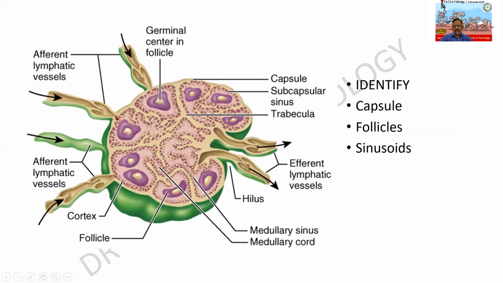The same thing is over here. There are the afferent lymphatics which drain, and these are all the lymphoid follicles, and this is the efferent lymphatic vessels. This particular region that I'm showing is called the subcapsular sinusoid. Below the capsule, there is a sinusoidal space, and then there is a network of these sinusoids.